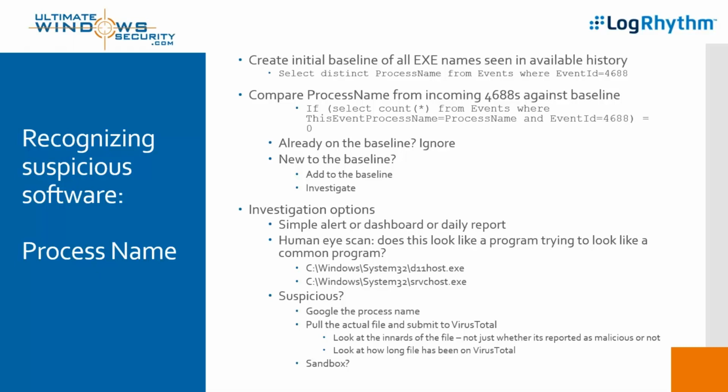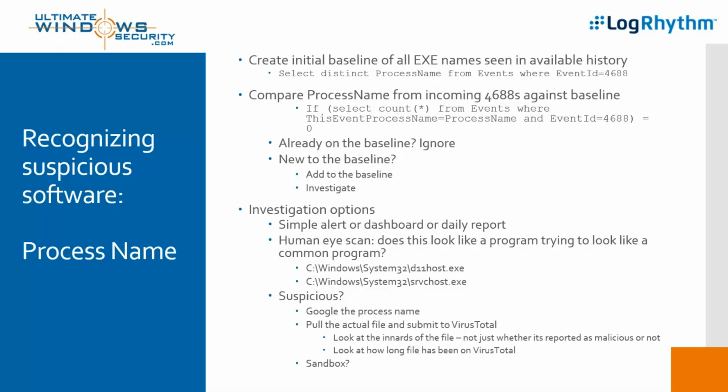Yeah, exactly. And that's basically what I've got in the drop downs here. We're saying once we got that baseline, then compare the process name from new 4688s against the baseline. And here I've done it again. I just like to think in terms of SQL. So I'm basically saying, take the process name from this event and go look throughout my history. And if it comes up as 0, meaning I've never seen this process name before, then, wow, this is new. It's new to the baseline.